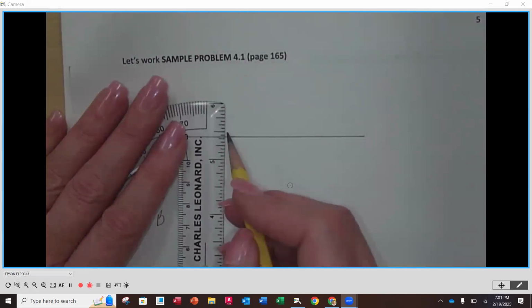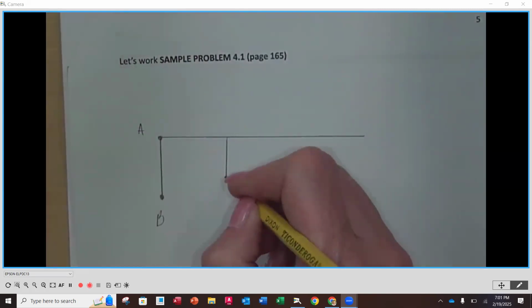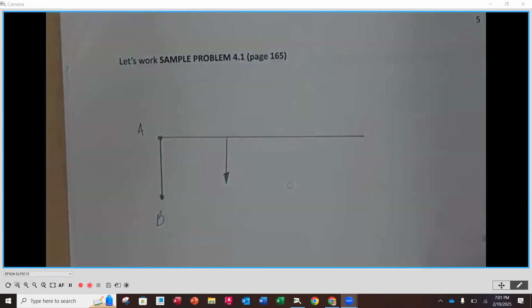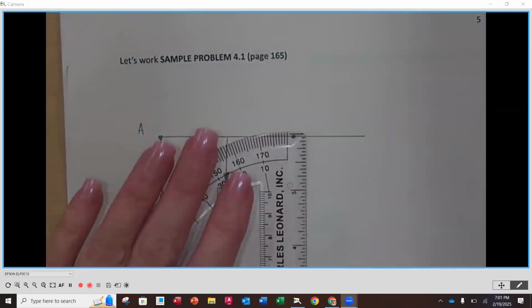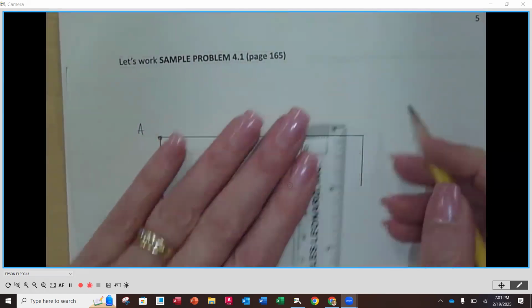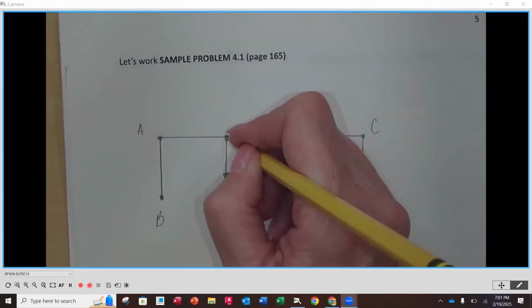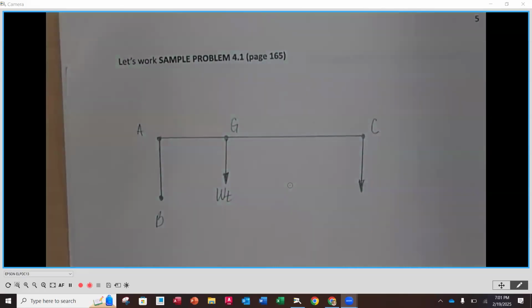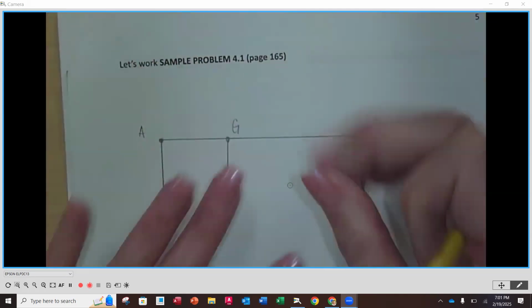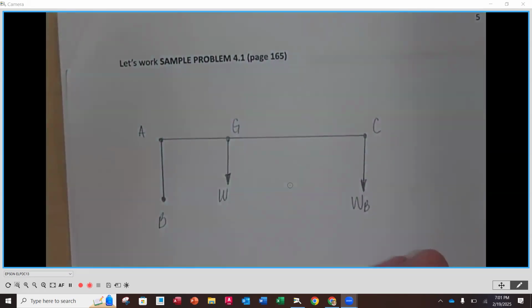I know that at G, I have the weight of the crane. I'm going to call that WT, and we'll calculate that in just a bit. And then out here at the very end, I'm going to call that C. It's not a point right now, but I'm going to call that C. This is G. And this is going to be the weight of the block. We'll call it WB. I should probably call this WC, but now I have C there, so I'm going to keep it WT, weight of the crane, and then weight of the block.